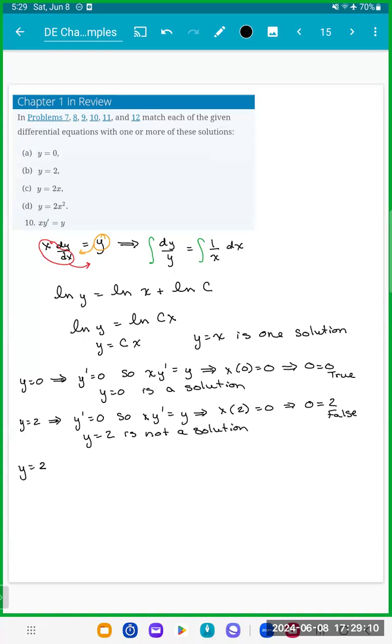Looking at y equals 2x, that's our part C here. Testing that, we have y prime, so the derivative of that is 2, right? So we have xy prime equals y. Let's put in what we know. That is x times 2 equals 2x. Well, that does simplify, 2x equals 2x. That is true. Therefore, y equals 2x is one solution.